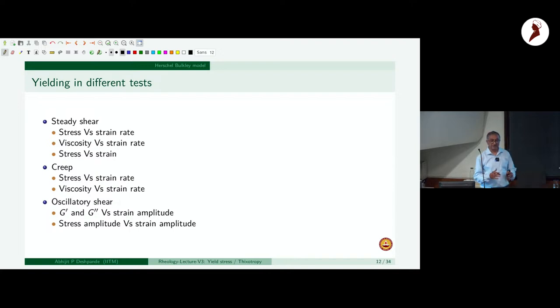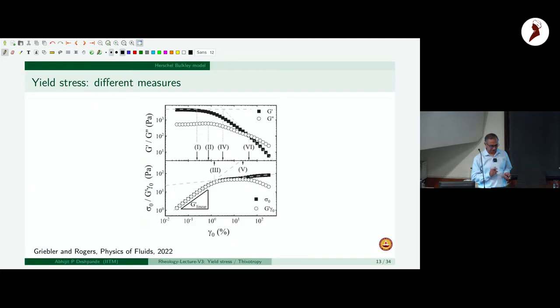If you look at yielding in general for many different systems, there are different ways in which we can measure the yield stress. You can do it in steady shear, oscillatory shear, or a creep measurement. What I explained just now is looking at stress versus strain rate or viscosity versus strain rate, but you could look at many of these data in different manners and then try to arrive at a value of yield stress. I'll show this for a set of food items that was recently talked about.